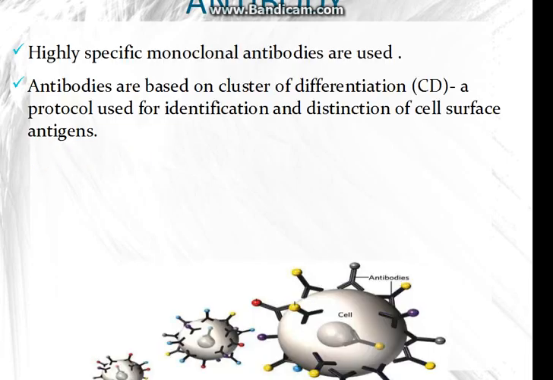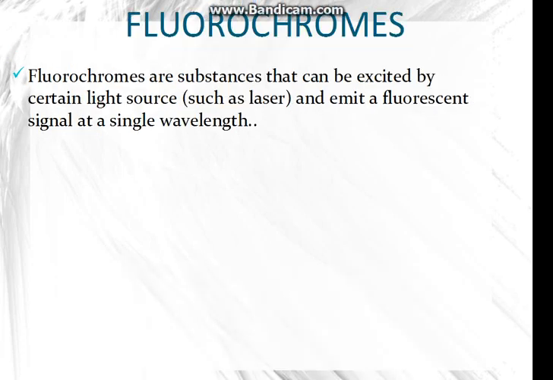Now for antibodies, we will require highly specific monoclonal antibodies, and nowadays these antibodies are based on the cluster of differentiation, the CD markers. The CD markers are used for identification and distinction of the cell surface antigens. And what are the fluorochromes which are used? Fluorochromes are mostly used along with the antibodies.